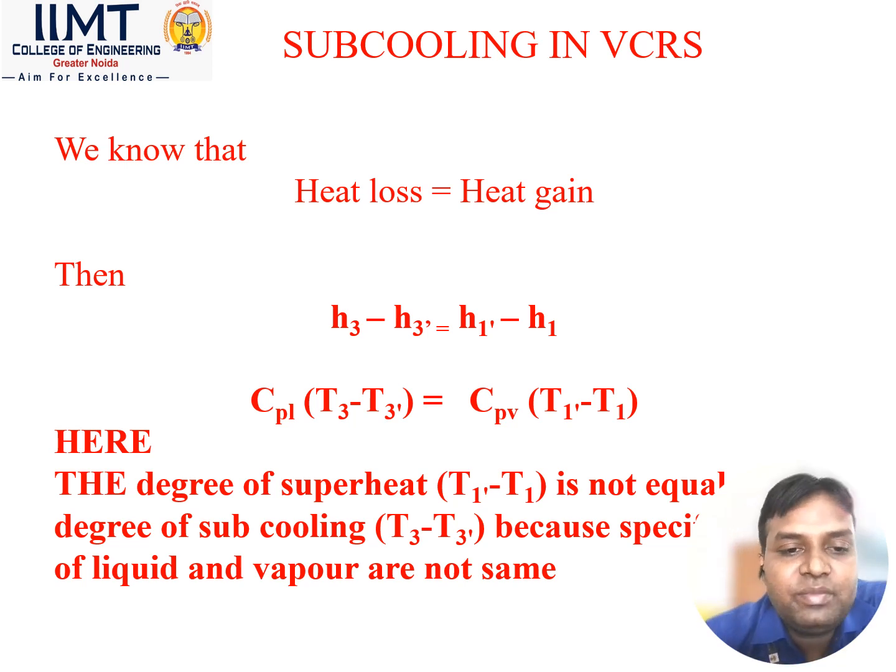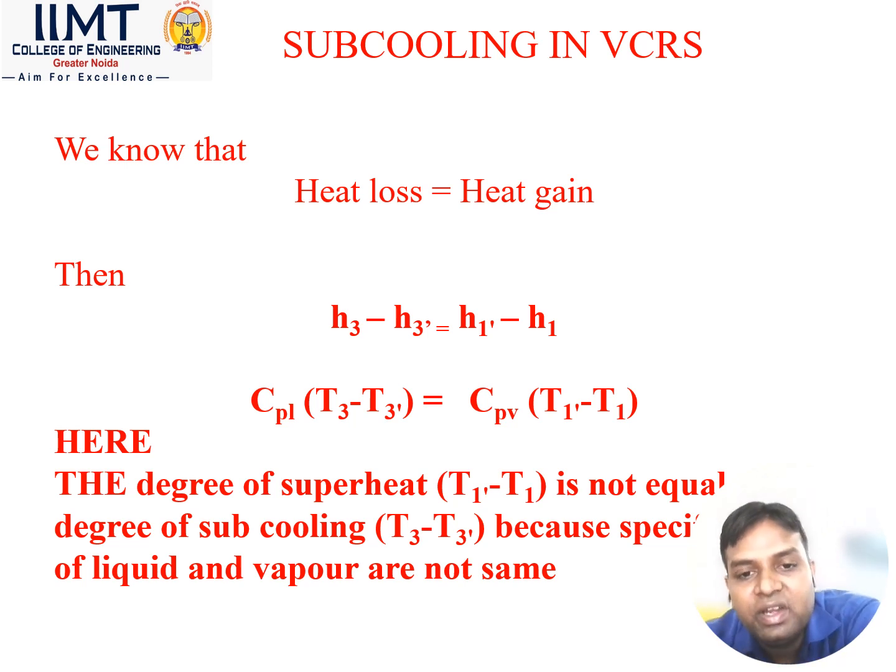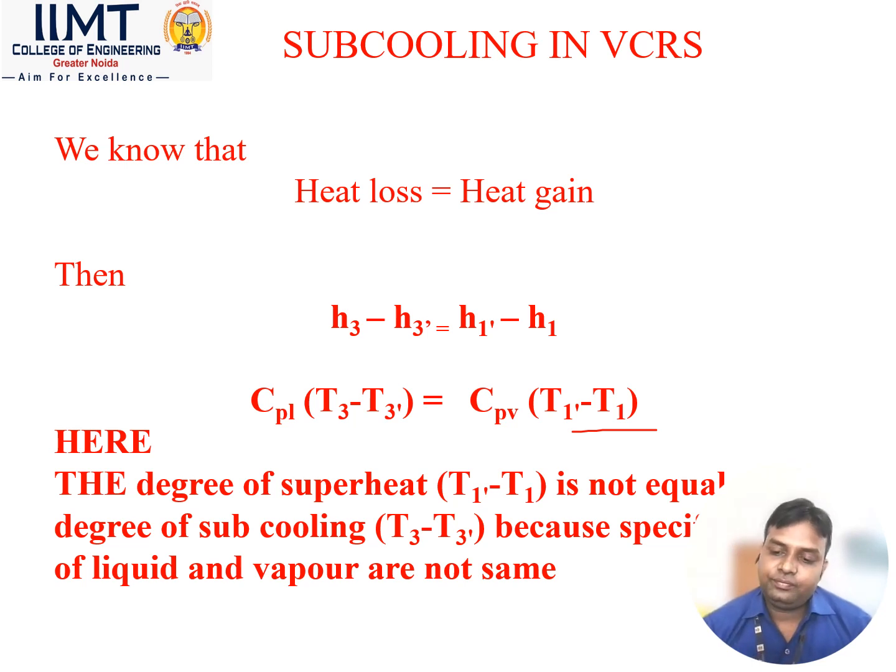In terms of temperature, this can be written as CPL, the specific heat of the liquid refrigerant, times (T3 minus T3 dash), equal to CPV, the specific heat of the vapor, times (T1 dash minus T1). So this is the subcooling equation in terms of temperature, and here T3 minus T3 dash is called the degree of subcooling, and T1 dash minus T1 is called the superheating or superheat. So this is how subcooling takes place in the VCRS.